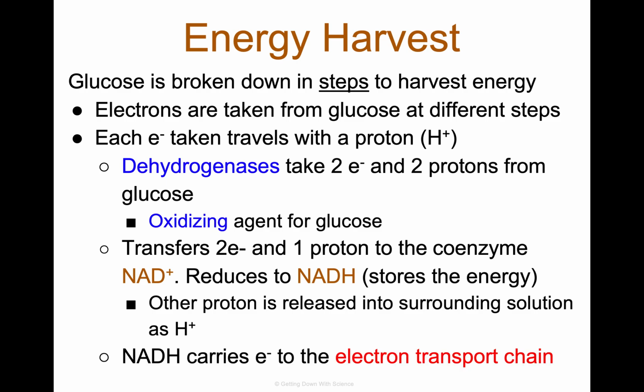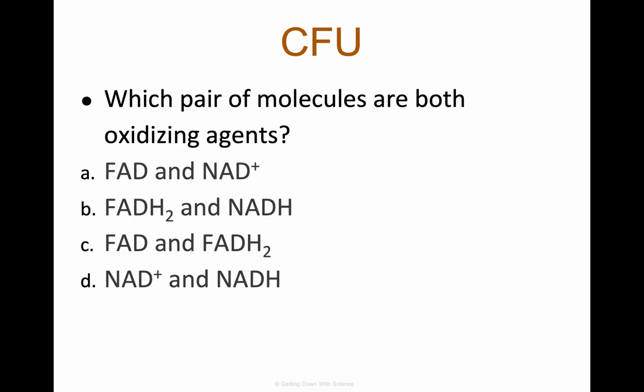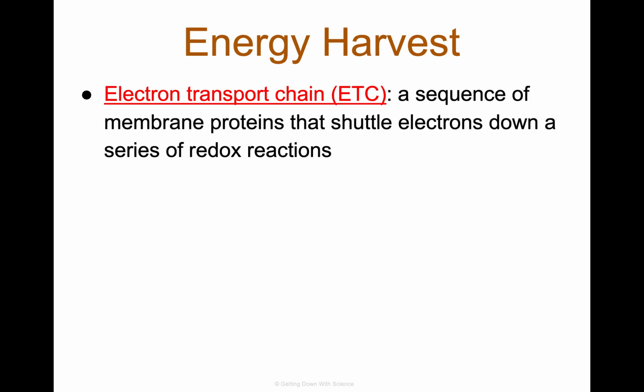NADH then carries that electron to the electron transport chain, which we're already kind of familiar with. So a pair of molecules that are oxidizing agents, things like dehydrogenases that help carry electrons. So if you guessed FAD and NAD+, you're good. So how do we harvest this energy? We just kind of started the basics of where this energy comes from and what carries it.